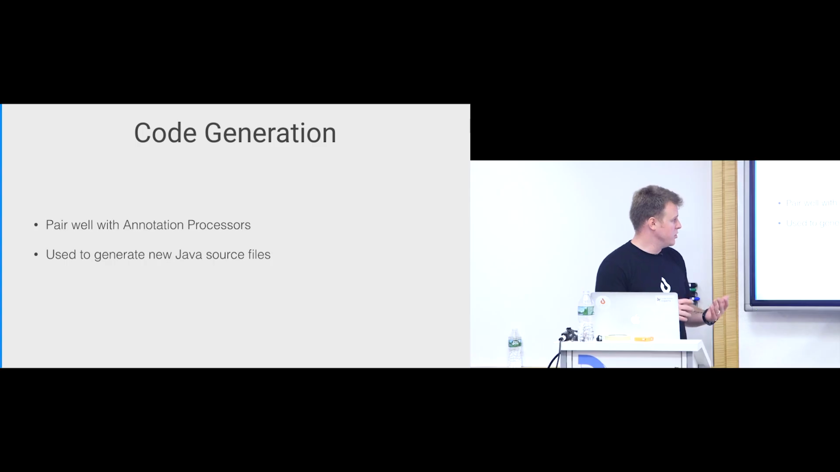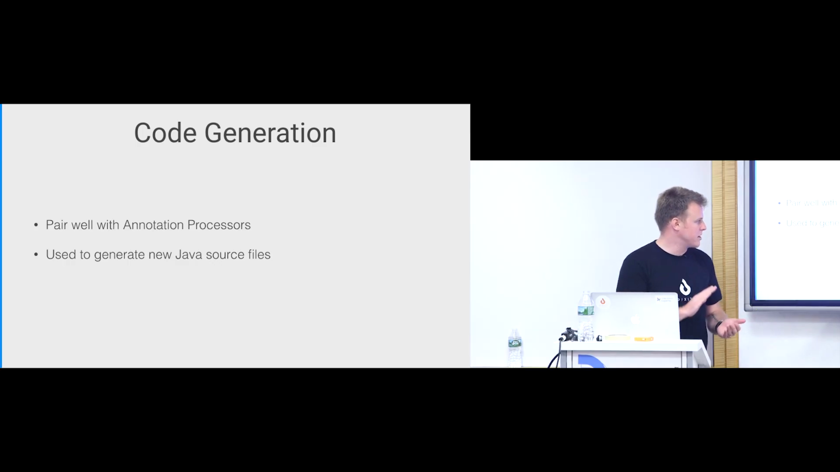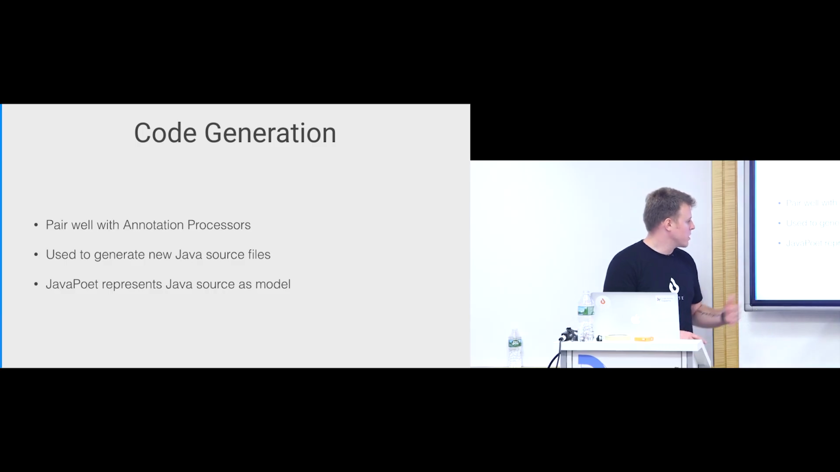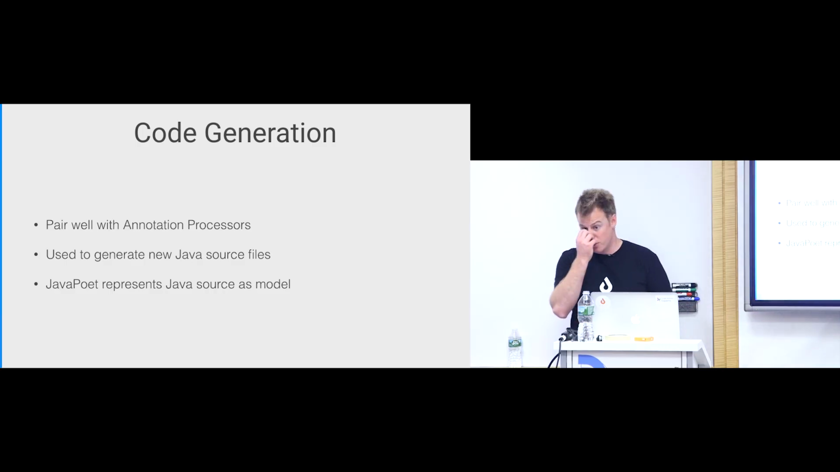We use it to generate new Java source files. Like I said before, you cannot modify existing source files because the dependency tree of files change of what has been processed, what hasn't, what has been compiled, gets really messy. So all you can do is generate new Java source files. And we're going to use JavaPoet from Square, which is an open source library for code generation.